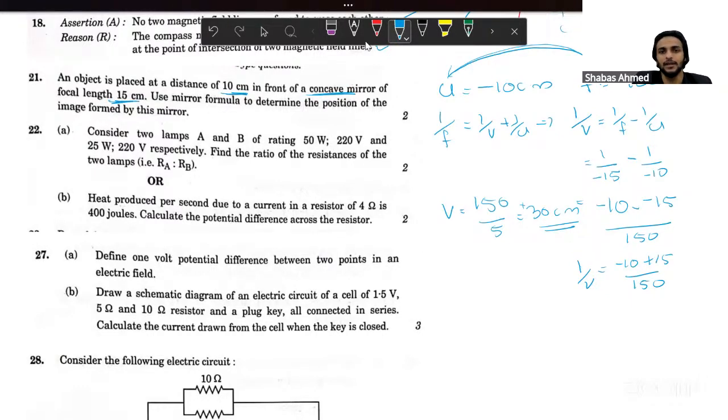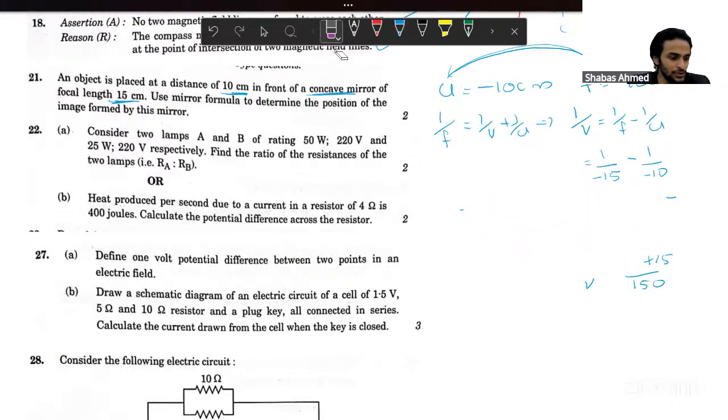Consider two lamps, A and B of rating 50 watts, 220 volt. You got negative 60. No, negative is wrong, because in this case, you know that the object is placed in between the pole and the focus. Definitely you get a positive value. Okay, just check the calculation again.